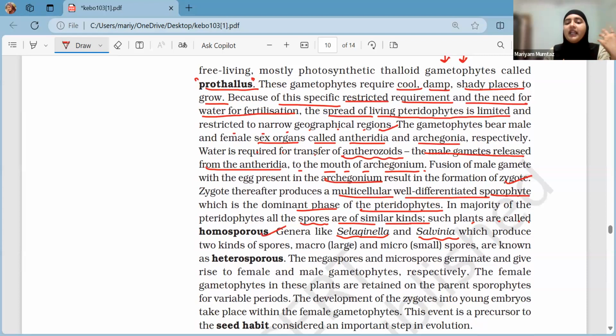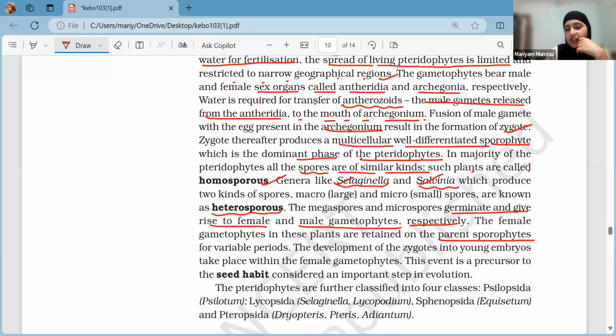Two spores are there. One will be a larger spore and one will be smaller, macro and micro, and they are known as heterosporous. So Selaginella and Salvinia are called heterosporous. The megaspore and the microspore germinate and give rise to female and male gametophytes, respectively. The female gametophytes in these plants are retained on the parent sporophyte for variable periods. The development of the zygote into young embryos takes place within the female gametophyte. This event is a precursor to the seed habit, considered an important step in evolution.